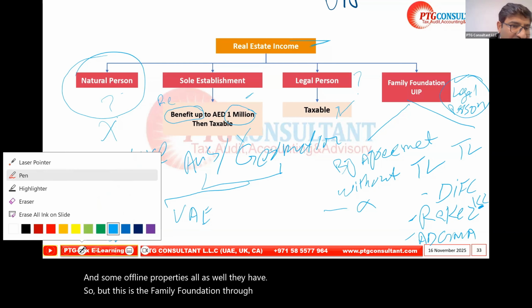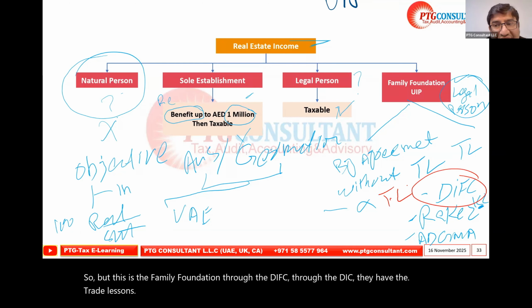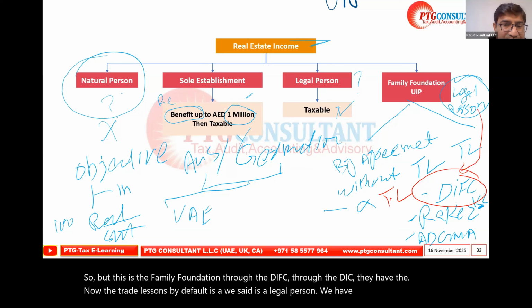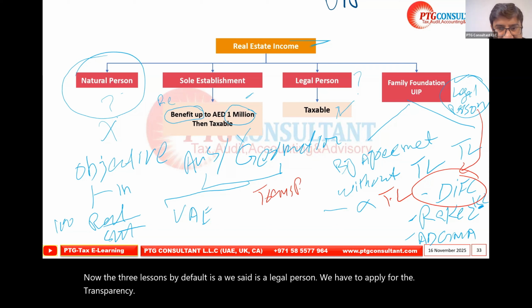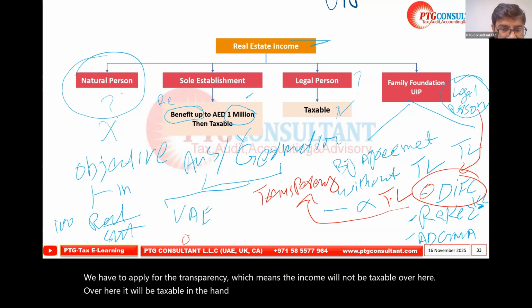Through the DIFC, they have the trade license. Now the trade license by default, as we said, is a legal person. We have to apply for transparency, which means the income will not be taxable over here. Instead, it will be taxable in the hands of the owner.